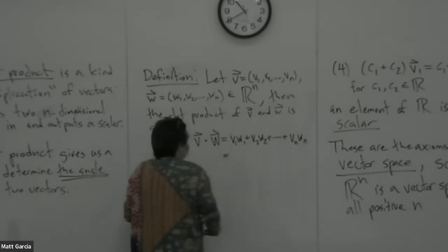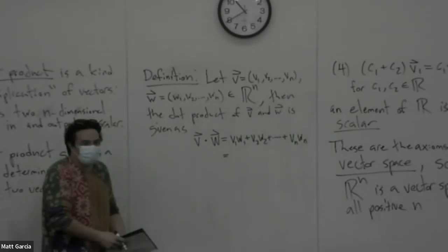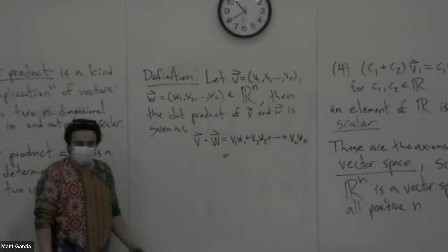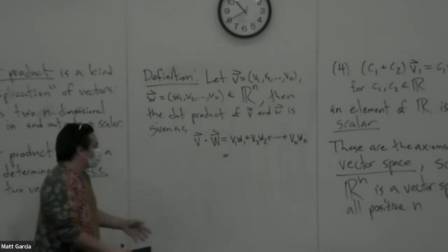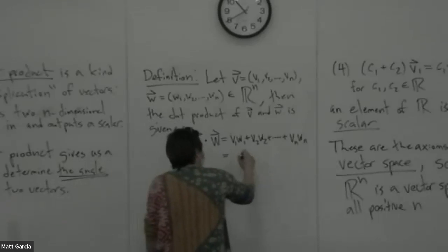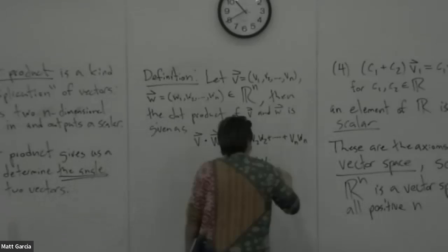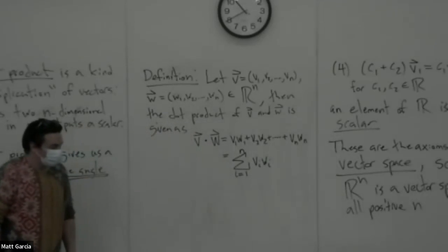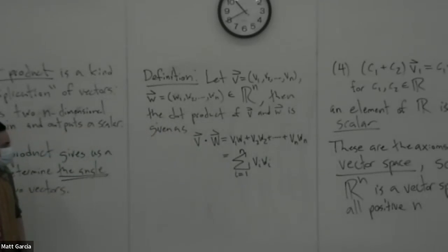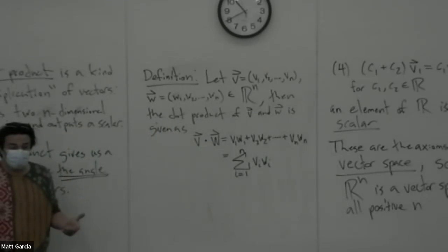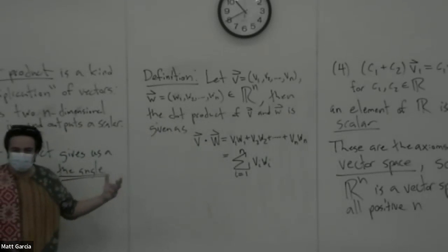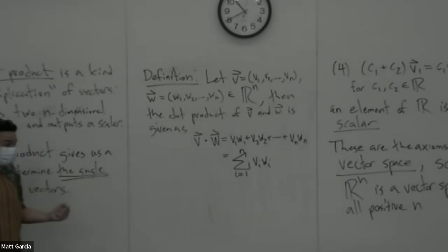Okay, and I want to write this compactly. We will write a bunch of sums throughout the term. So another piece of useful notation is that we'll use sigma notation, right? The sum from i equals 1 to n of v sub i times w sub i. Okay, so in some sense, this is a kind of naive thing to do, but it turns out to be a very useful definition.